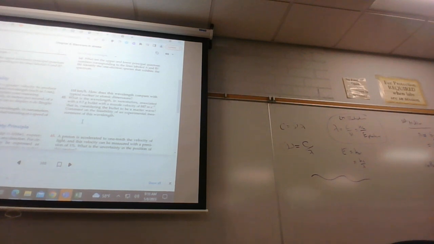And so h is in joules times seconds. And a joule times a second is a kilogram meter squared per second squared times second. So what happens here is, okay, the units for h are going to be, well, seconds are going to cancel one of those in the denominator. And so it's going to be kilograms meter squared per second.